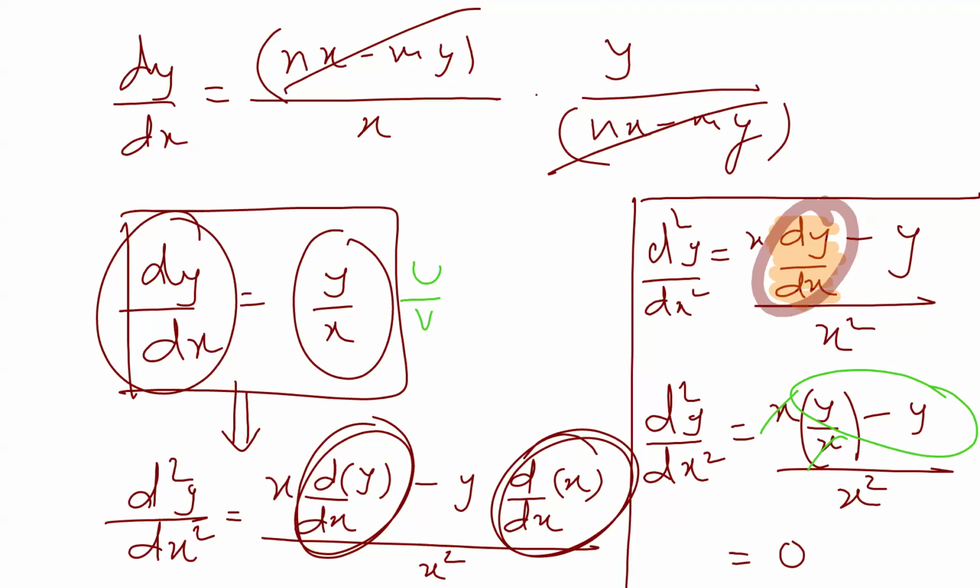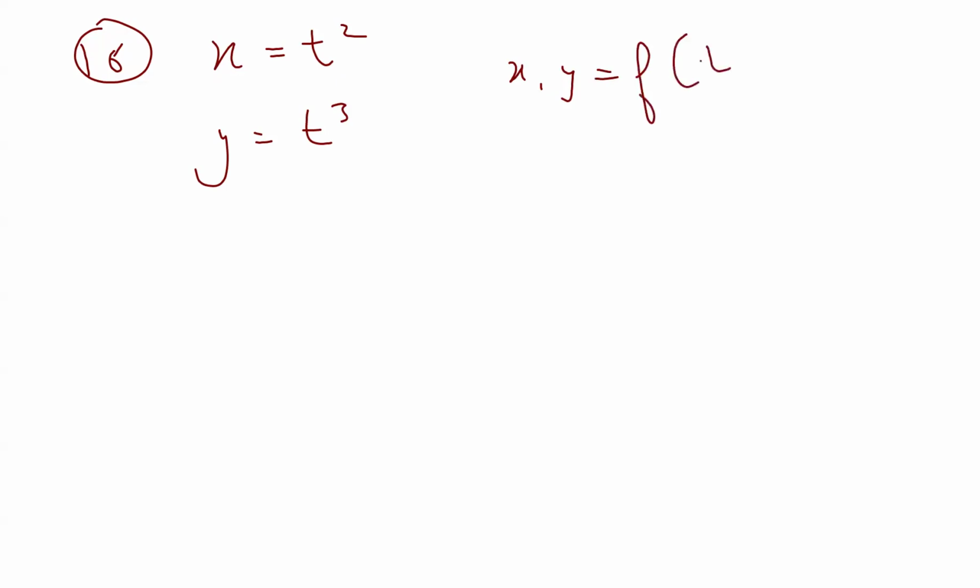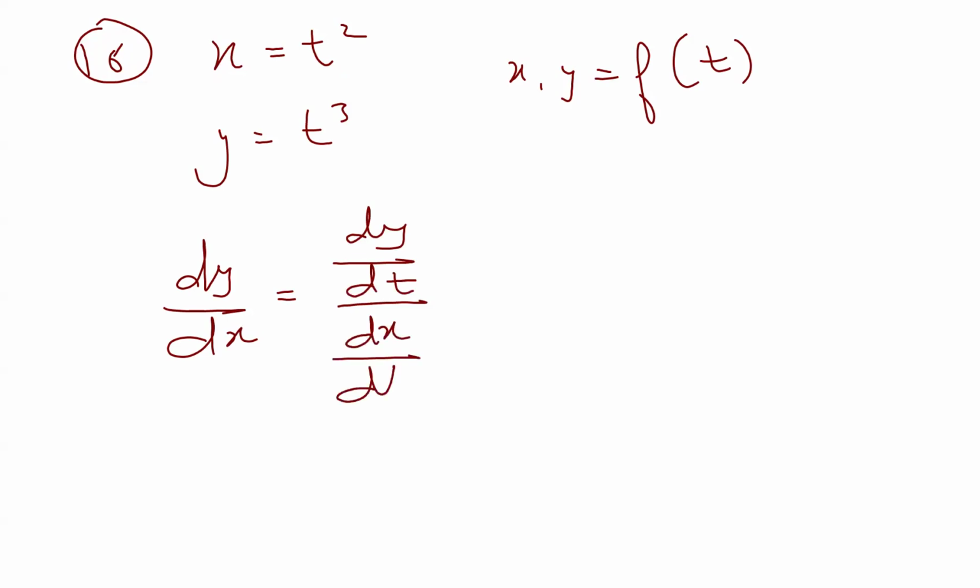Okay. So let us go to question number 16. x is equal to t square, y is equal to t cube. x and y, they are functions of t. t is the parameter. Okay. So dy by dx is equal to dy by dt upon dx by dt. Do you remember this?